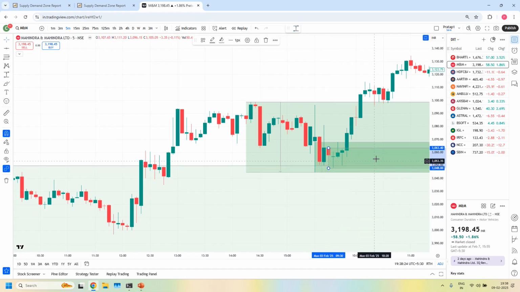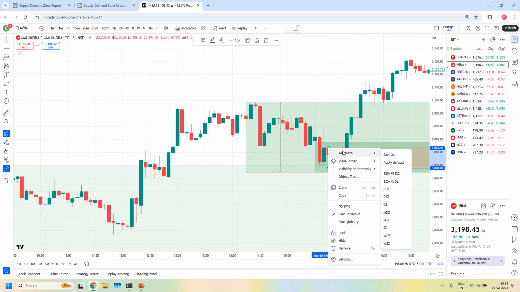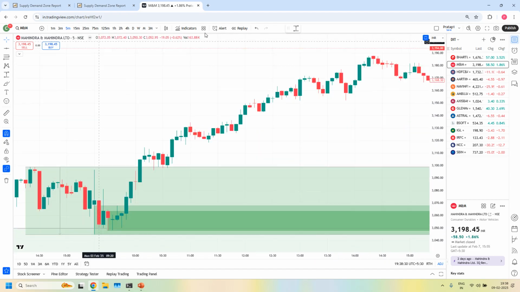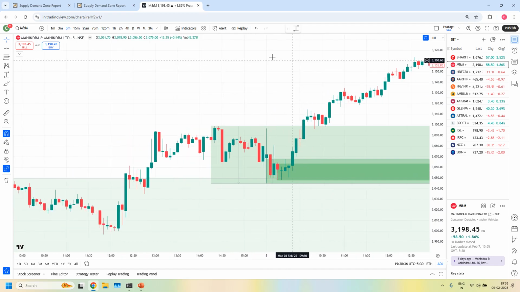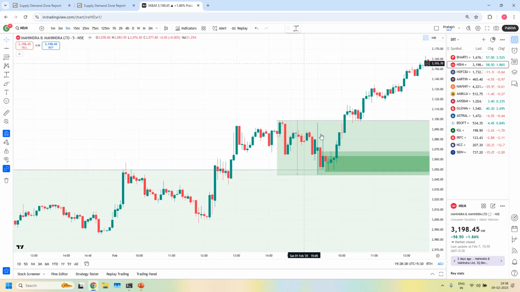This is the demand zone I draw. Okay, demand zone. Rally, base, rally. We have a fine-tuned 5-minute zone. But where do you take entry? You may take entry within this fine-tuned 5-minute zone.